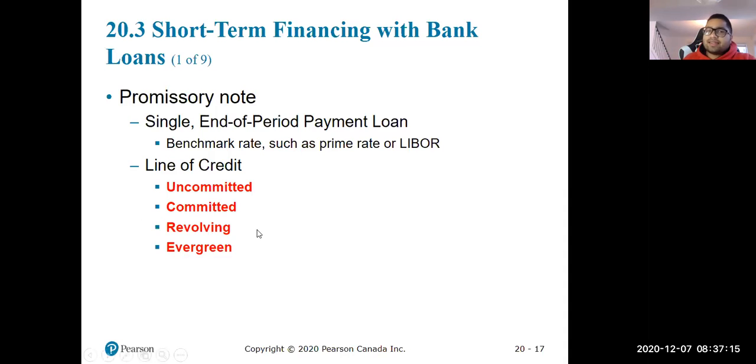Okay. Then it can be a revolving line of credit. It is a credit line that is extended for multiple years. Each year it is renewed. Or it can be evergreen, so it can be more than multiple years.